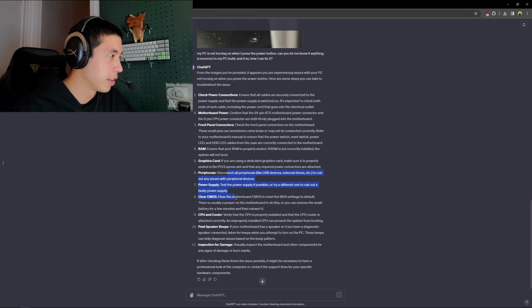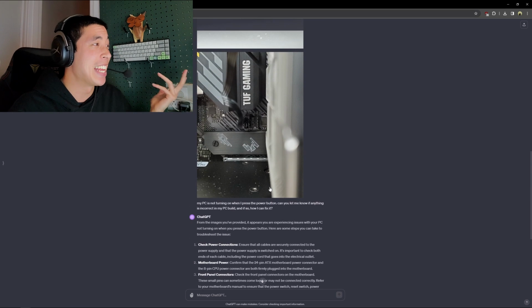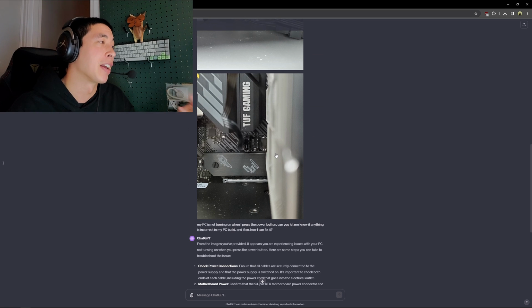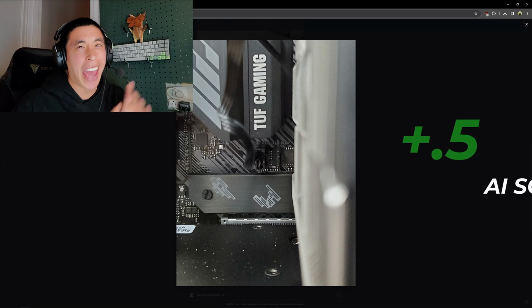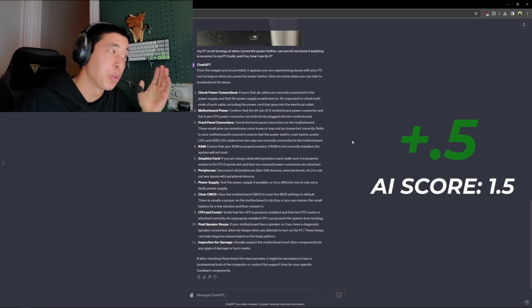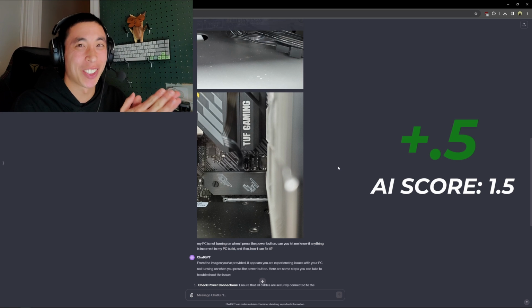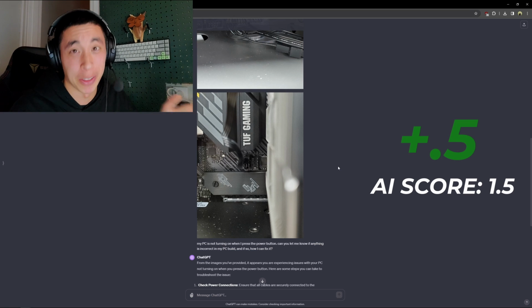And if we look through the rest of the advice, it doesn't say anything about the fact that the CPU cooler is plugged into the chassis fan pins. I'll go ahead and give AI a half a point for this one because technically you could get this computer to turn on if you followed this advice. That probably means it's going to struggle with the next challenge, which is even more difficult than this one.